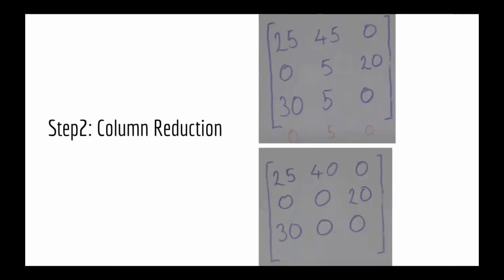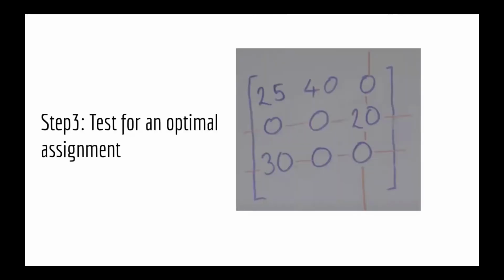And step 2, column reduction. Next, we are going to repeat step 1, but in columns rather than the rows. First, find the minimum value of each column, then subtract each column minimum from every value in that column. This means each column now contains at least one zero.